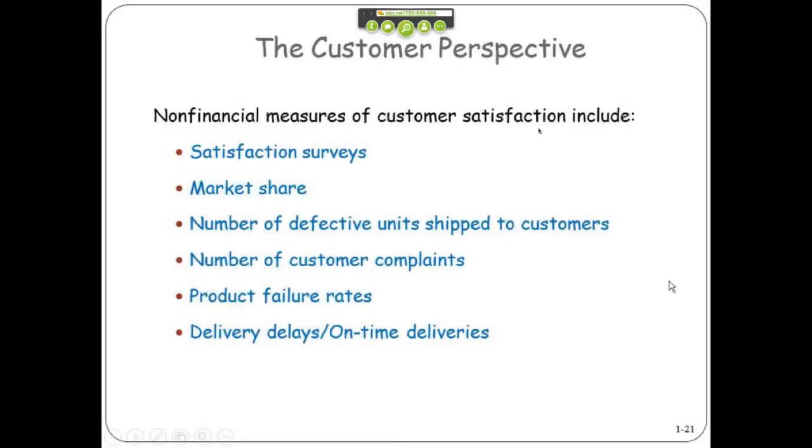Let's think about the customer perspective. For those of you who might be thinking of metrics, you'll see some potential metrics in the next couple of slides. Surveys, market share, number of defective units shipped, number of customer complaints, product failure rates, delivery delays versus on-time delivery, measures of customer satisfaction.